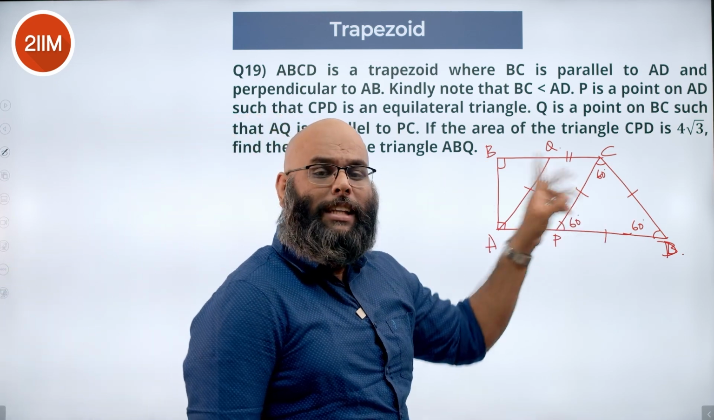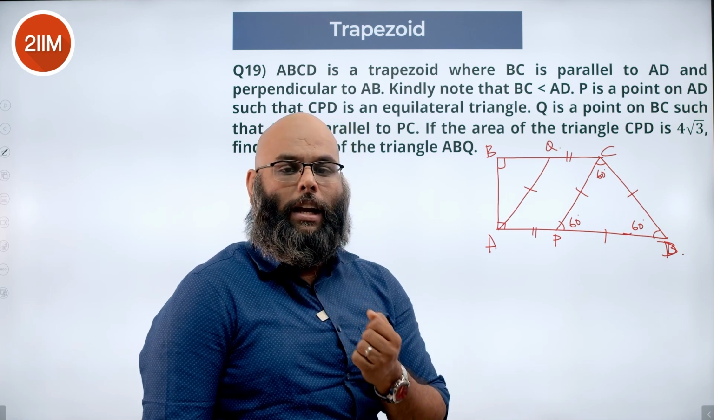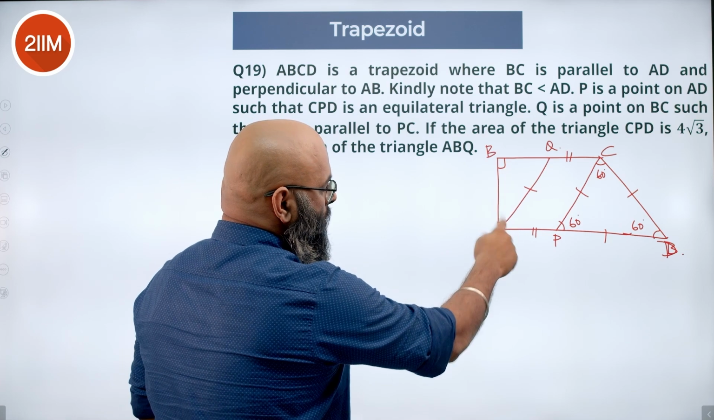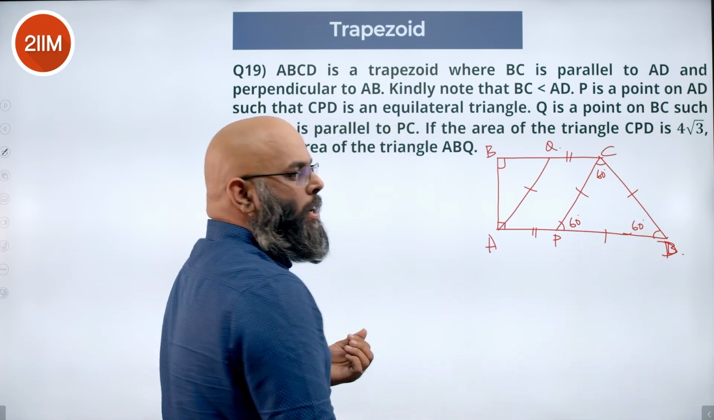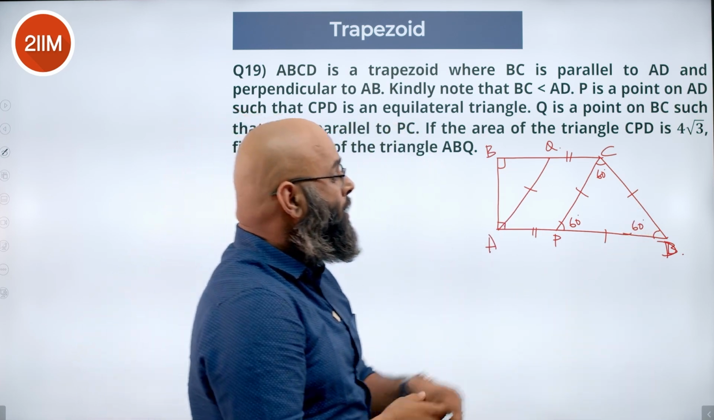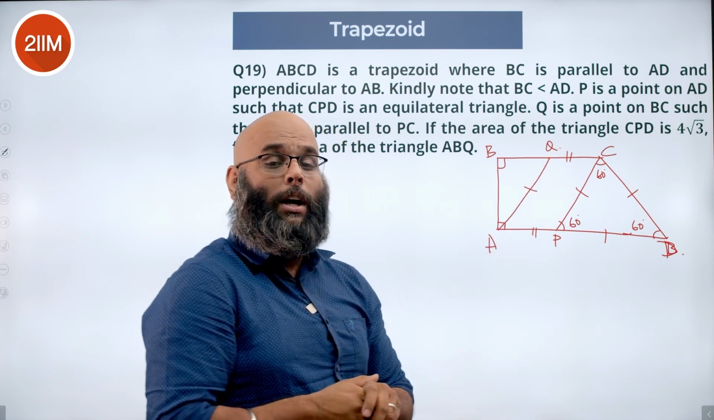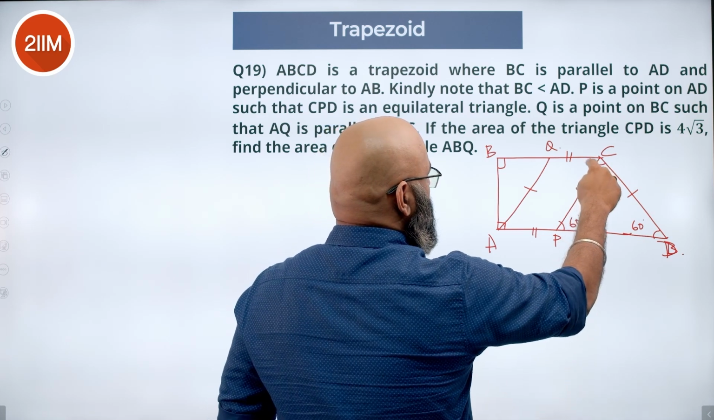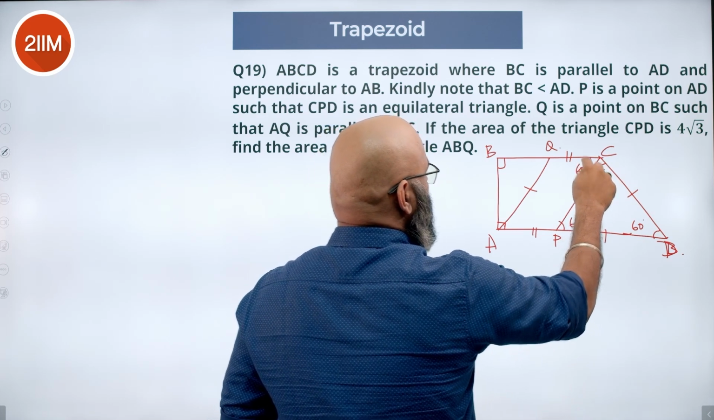Now ABCD is a quadrilateral, so the angles enclosed by the quadrilateral add up to 360 degrees. We know this is 90, this is 90 and this is 60. 90, 90, 60 is 240. That means the overall angle at C is 120 degrees. But PCD is 60. That means QCP is also 60 degrees.